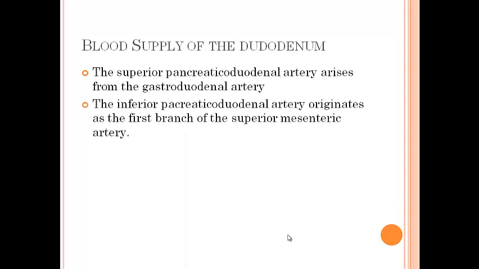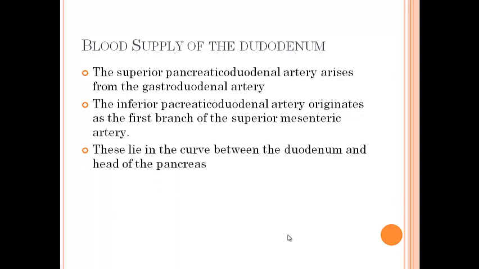The rest of the duodenum is going to be supplied by the inferior pancreaticoduodenal artery, and that originates as the first branch of the superior mesenteric artery. So that basically supplies the part of the duodenum that is part of the midgut. Okay? These two arteries lie in the curve between the duodenum and the head of the pancreas, and therefore they end up supplying both of these structures. So they would supply the duodenum and the pancreas as well, which you can guess from their name.